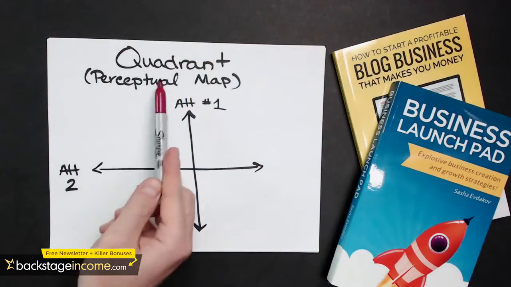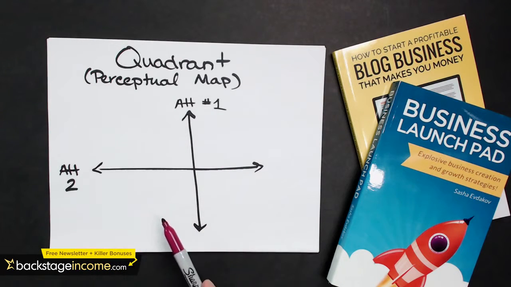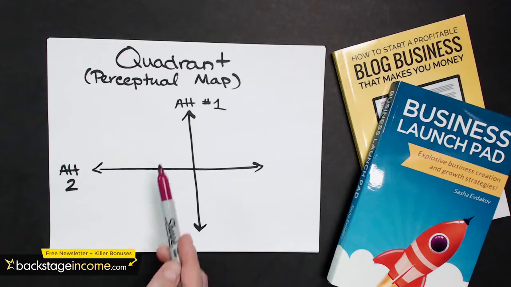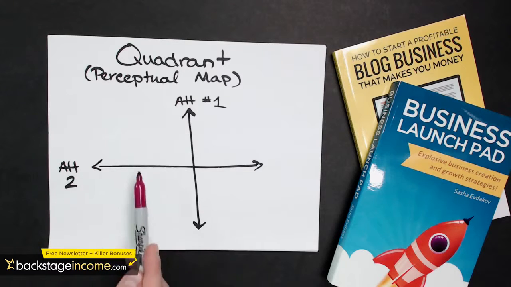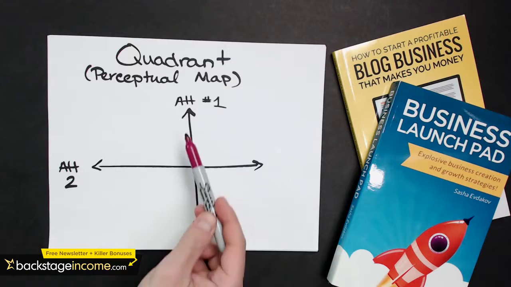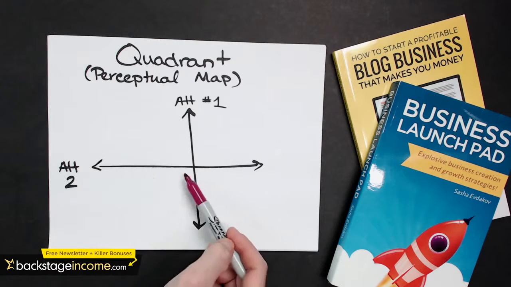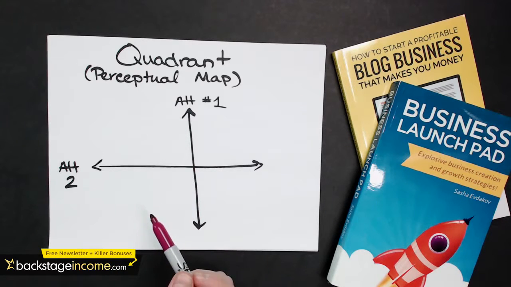All right, so here's our quadrant, also known as a perceptual map. So you can look at things in a quadrant. You have four different areas based on two different attributes. So this is attribute 1, attribute 2, and you can make them whatever you want depending on the competition or industry you're looking to get into. Now, these lines are spectrums and they intersect right there. Spectrums go on forever in both directions.